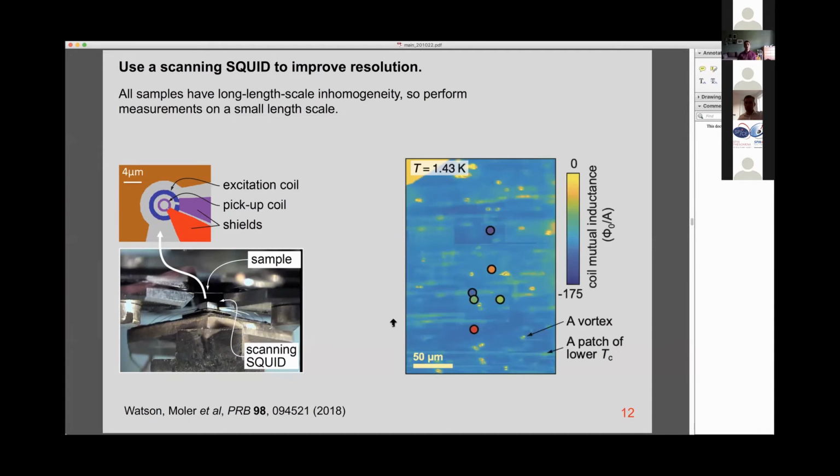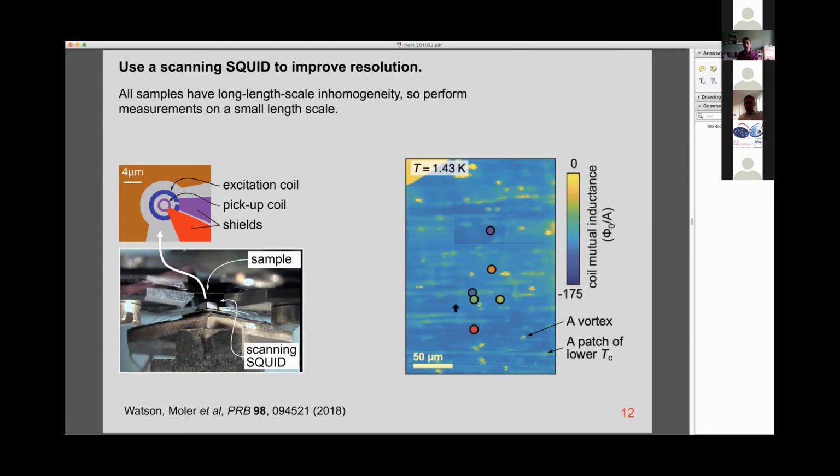So here's some data on strontium ruthenate. This here is the edge of the sample. The temperature is 1.43 Kelvin, so we're just below the bulk Tc, and the color scale is the coil mutual inductance. Blue is strong superconductivity, bright yellow is no superconductivity at all. And what they see is these streaks, where Tc is a little bit higher than elsewhere. Such inhomogeneity always occurs in real samples. Within this particular sample, the spread of Tc across the sample is about 50 millikelvin.